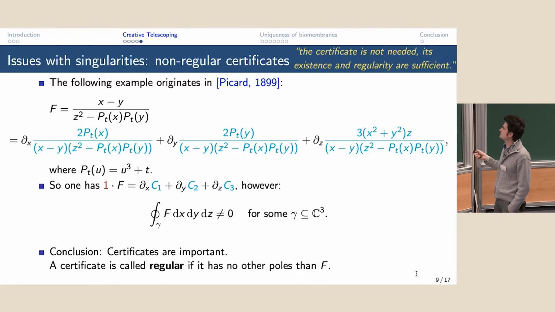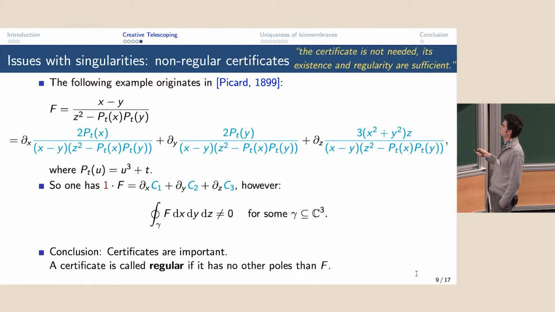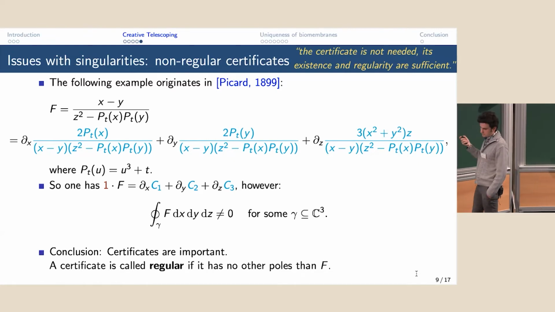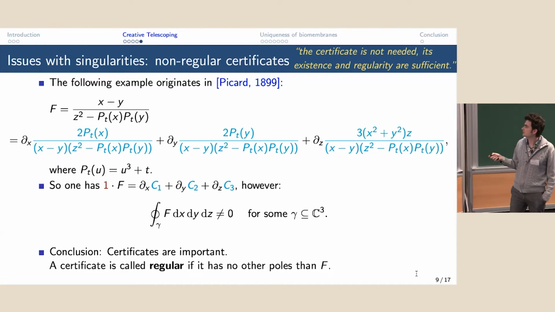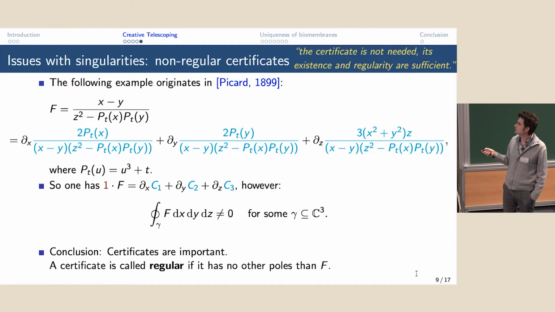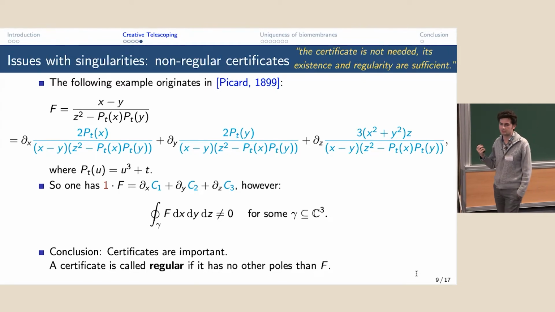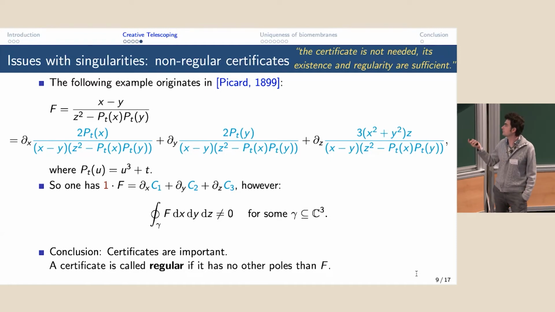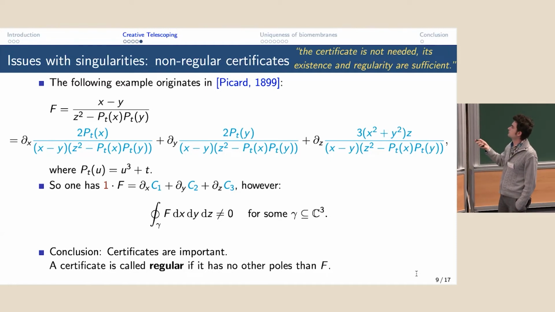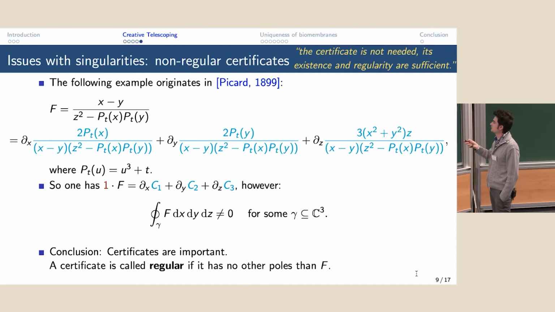So the conclusion is that these certificates are sometimes important. And actually, what I said before is this regular certificate, meaning that a certificate is called regular if it has no other poles than f. So when we integrate, we are interested in those kinds of certificates, because then we know for sure that this problem cannot happen. So we know that we don't introduce new singularities, so it will be 0.